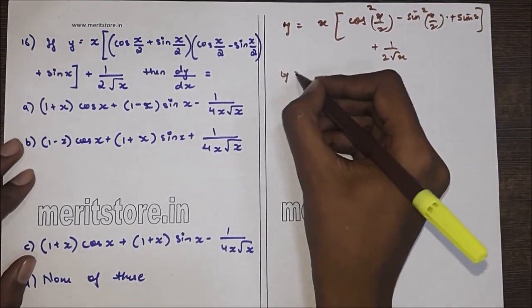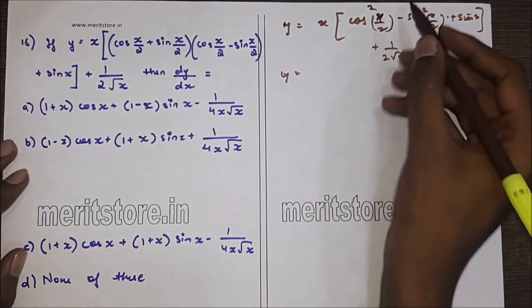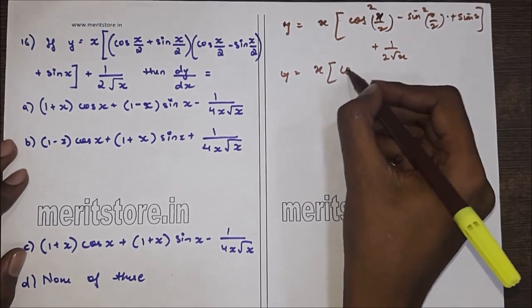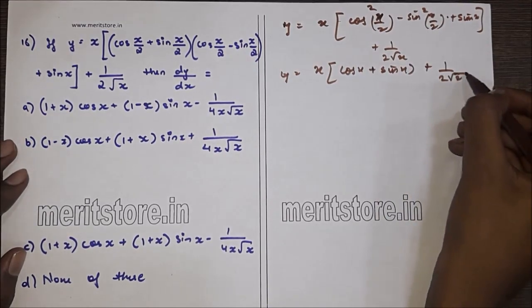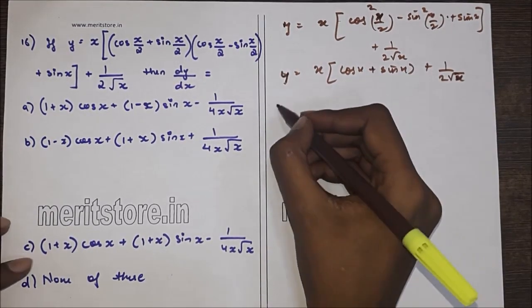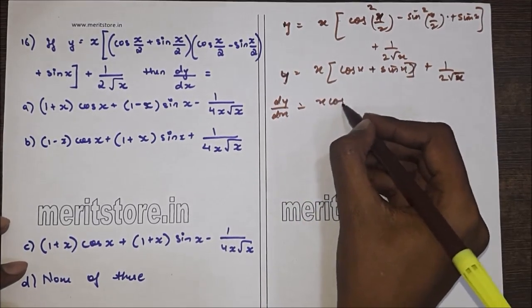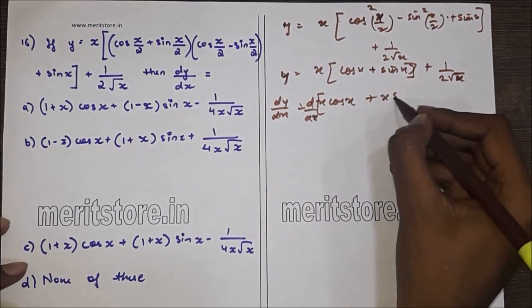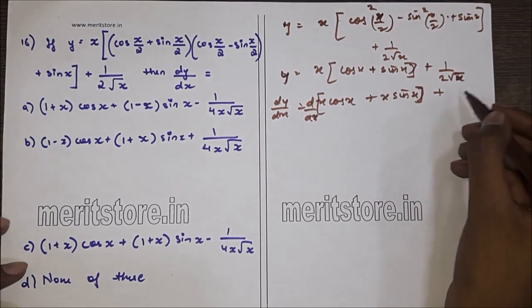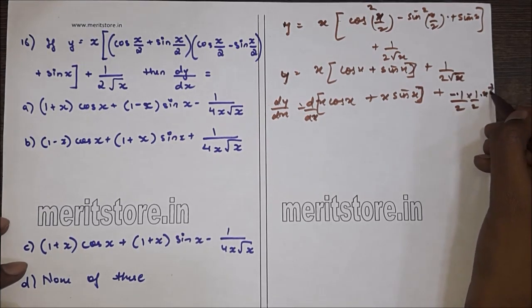So this is cos square x minus sin square x is cos 2x. That is, in case of half angle it is cos x. So x times cos x plus sin x plus 1 by 2 root x is our y. So we differentiate it with respect to x. So dy by dx is x cos x, differentiation of x cos x plus x sin x plus differentiation of 1 by 2 root x is minus 1 by 2 into 1 by 2 into x raised to minus 3 by 2.